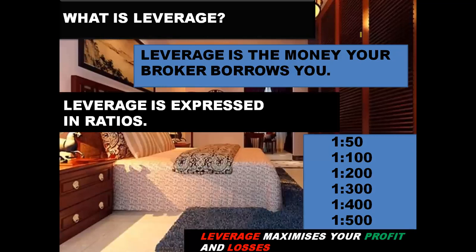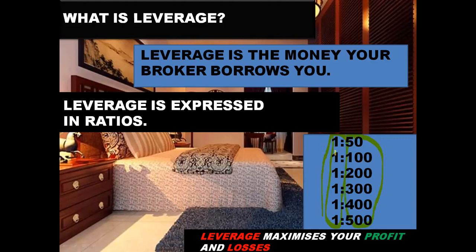The next thing we'll be talking about is leverage. What is leverage? Leverage is the money your broker lends you. Leverage is expressed in ratio. While you're signing up for your trading account, you would see something like this: 1:50, 1:100, 1:200, 1:300, 1:400, 1:500. The one in this case is the amount of money you are ready to invest in the Forex market, while the other number here is the leverage your broker is giving you.